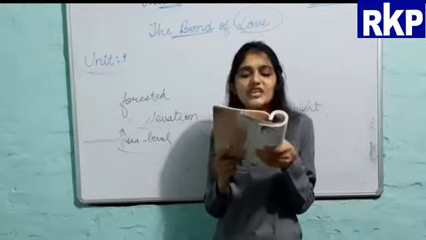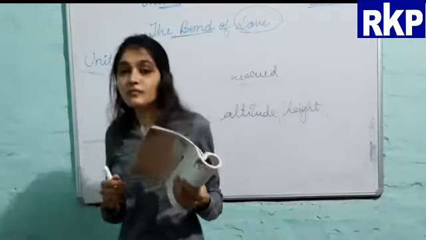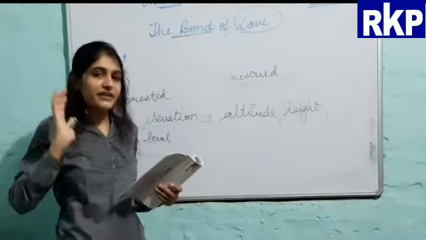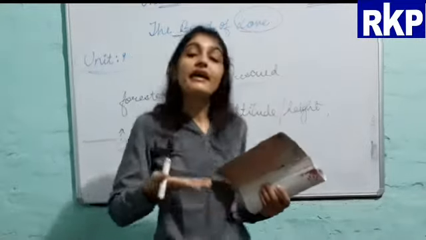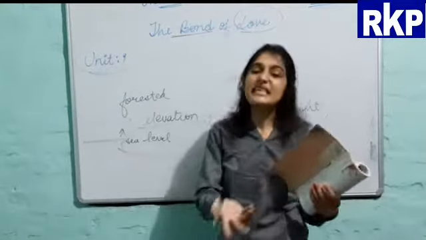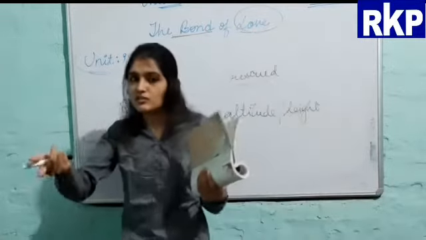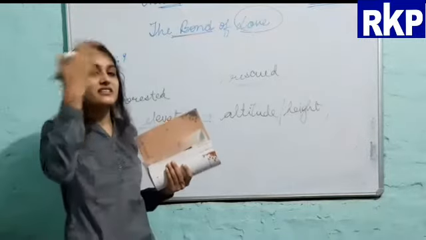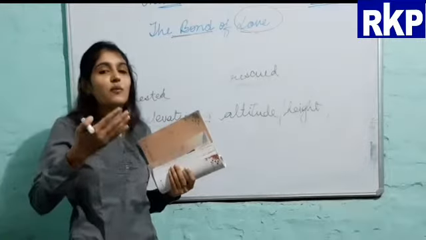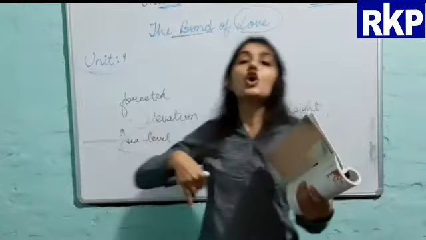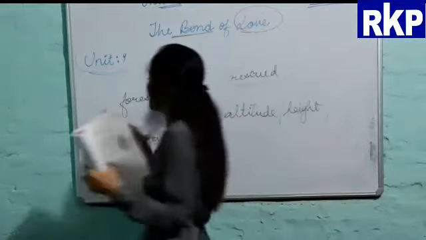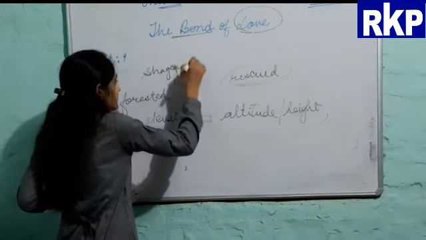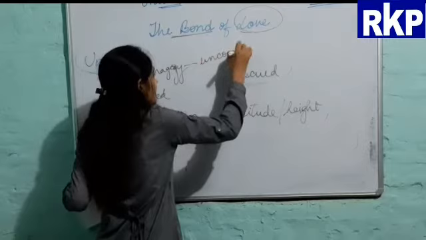Sloth bears have very shaggy hair. Shaggy, everyone knows. Suppose you are driving a bike, you are not wearing a helmet, and because of the wind blowing, we find our hair got tangled. Knots are formed, or we have combed them. But if they are not combed, uncombed hairs are called shaggy hairs. You can say uncombed hairs.